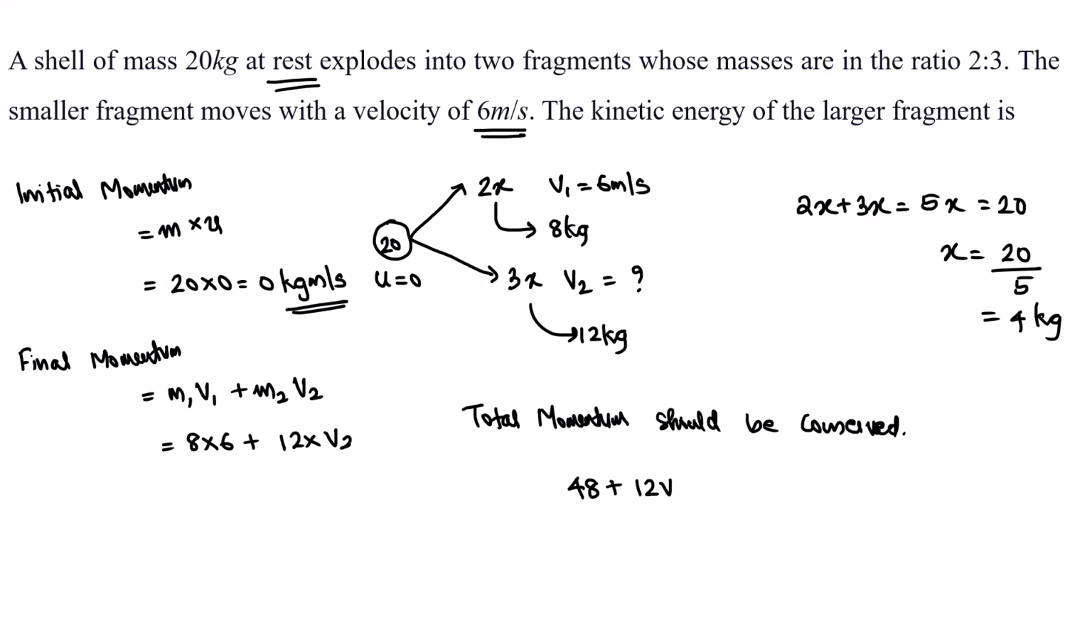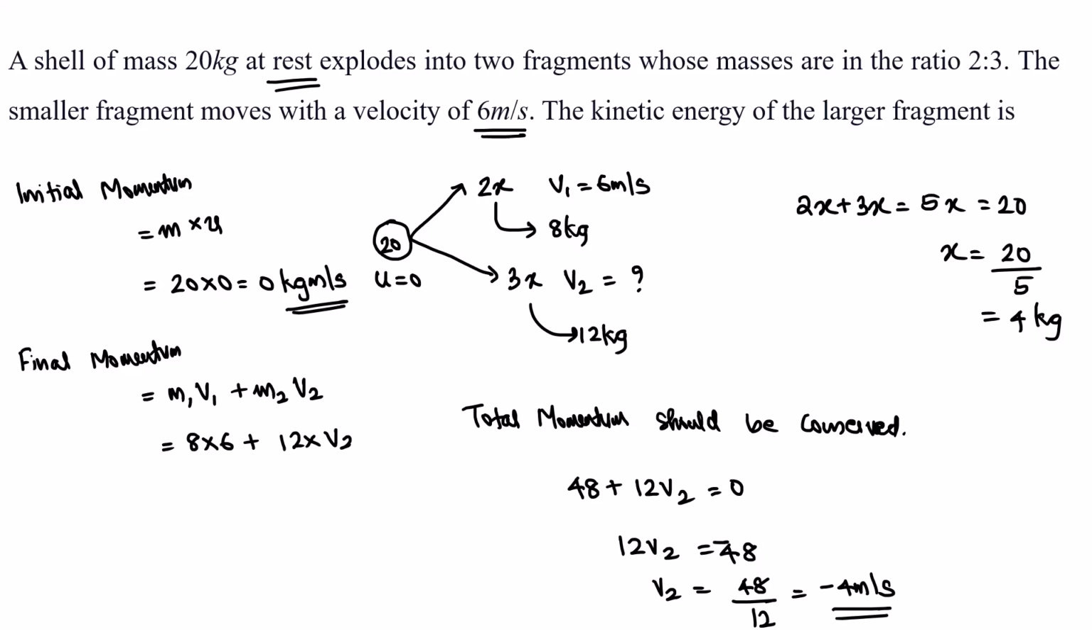So we can write 48 plus 12 v2 equal to 0. That is 12 v2 equal to minus 48. Therefore, v2 is equal to minus 48 divided by 12. It should become negative. That will be equal to minus 4 meter per second.